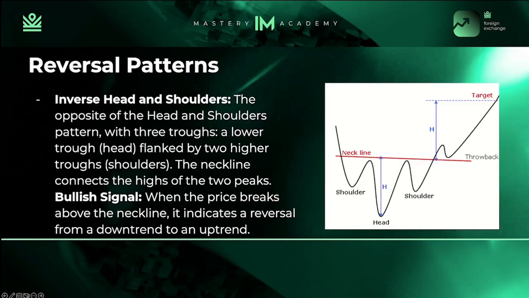Similarly, inverse head and shoulders has the head below in a downtrend, with two shoulders on the left and right. The neckline is the two highs of the shoulders that are brought together, creating a resistance, and when the price breaks above the neckline, this indicates a reversal from a downtrend to an uptrend.